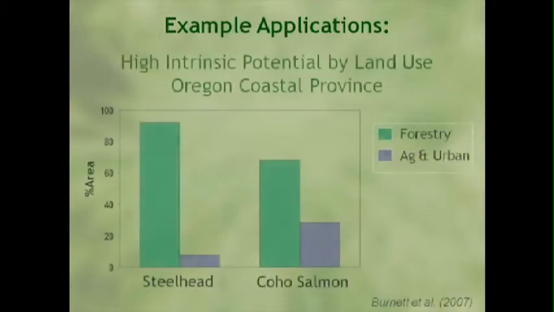So the intrinsic potential models, once they're developed, have been applied in a variety of ways. One of these is looking at the land uses, the land ownerships, and the land covers adjacent to these high intrinsic potential reaches. So as you see here, illustrated for steelhead and coho salmon in the Oregon coastal province, the forestry activities are the dominant land use adjacent to the high intrinsic potential reaches.